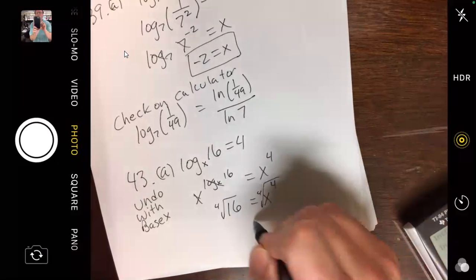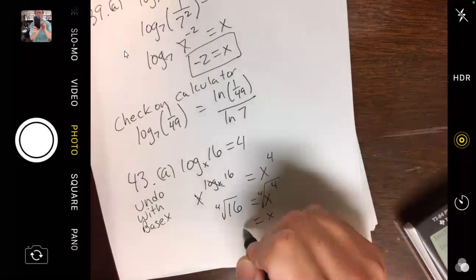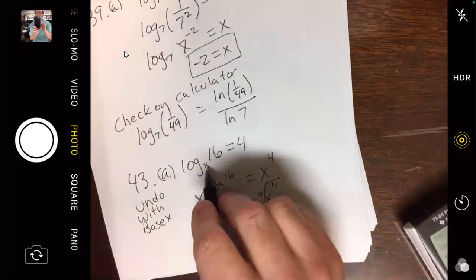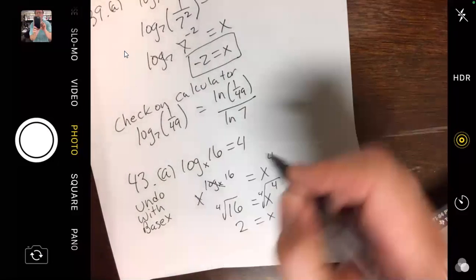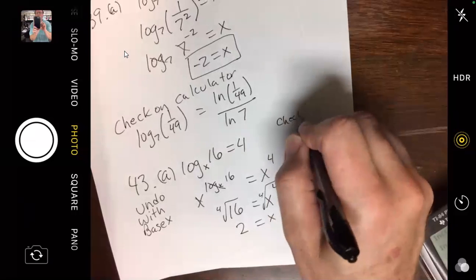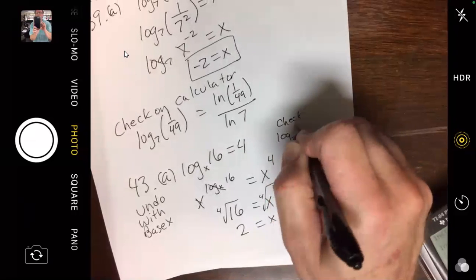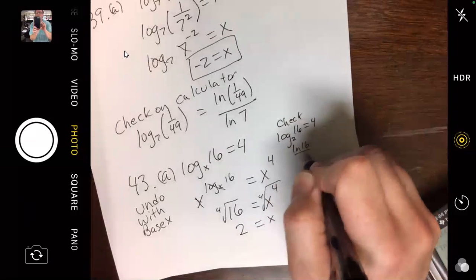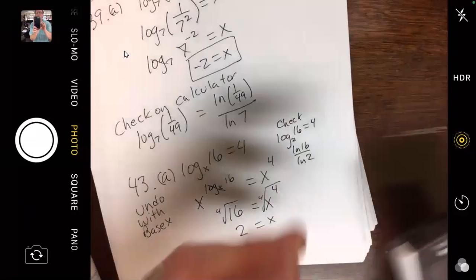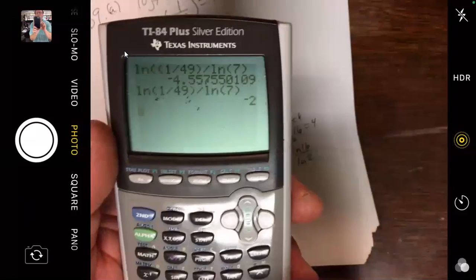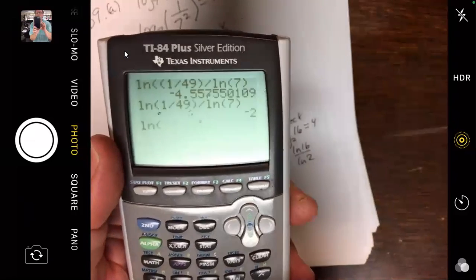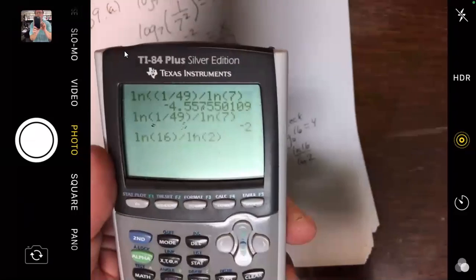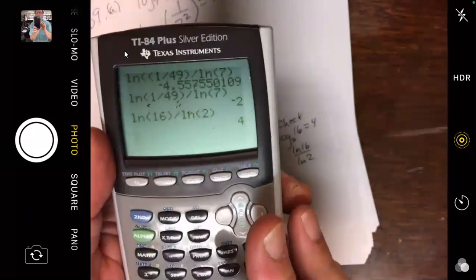But if you really want to punch it, X would be the 4th root of 16. Hopefully you know that's 2. So in effect, the log base 2 of 16 equals 4 for the check. Log base 2 of 16 comes up 4. Again, you could punch it ln of 16 over ln of 2. See if I can punch it right this time. Okay. ln of 2. And there you are.